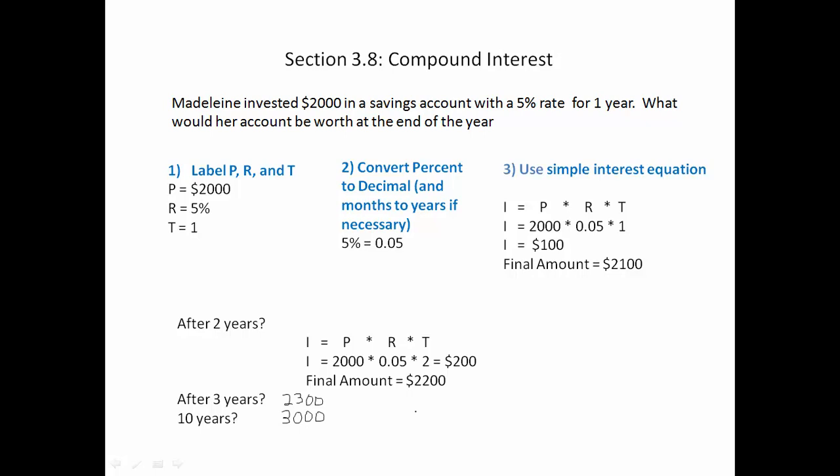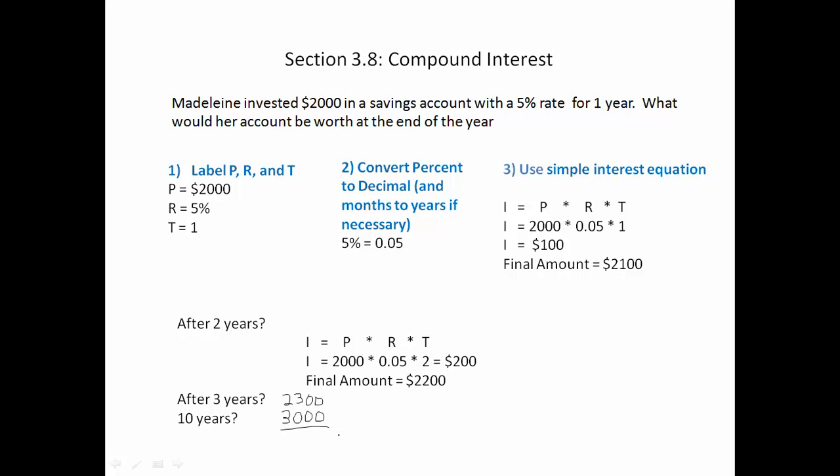It all makes sense, right? She's getting $100 every year. But does it really make sense? After 10 years, she doesn't have $2,000 in that account anymore. She has $3,000. So why is she still only getting $100 every year? Shouldn't she be getting more interest? Well, if her interest were compounded, she would. Compound interest is what happens when every year you take whatever interest you've had, sometimes more frequently than every year, but you take whatever interest you've accumulated and you add it back to your principal.